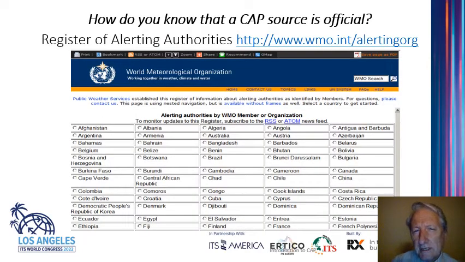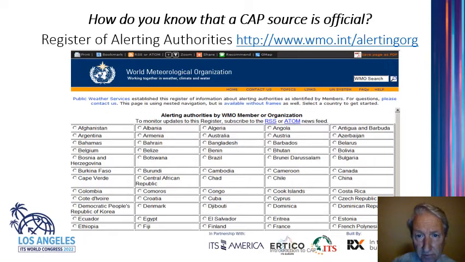Of course, security and authenticity are very important for public alerting systems. People need to know whether any given CAP source is official. The International Register of Alerting Authorities was set up for this purpose. It's operated by the World Meteorological Organization, WMO, which is a treaty-level organization. That means those assertions have the force of law in all signatory countries.